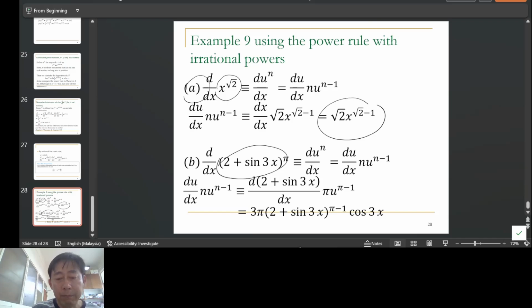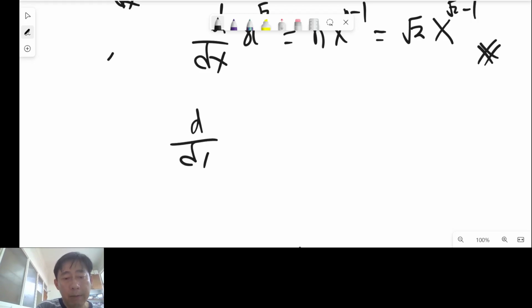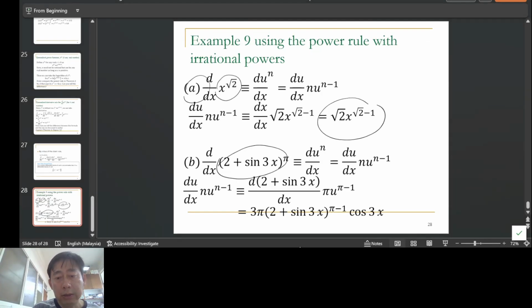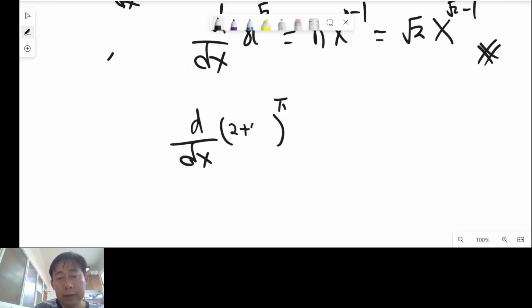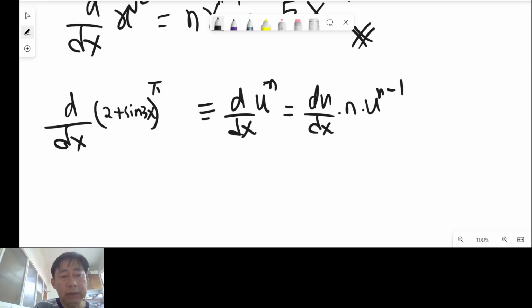The second example is the derivative of a function raised to an irrational number, which is pi, where the function is 2 plus sine 3x. So this is essentially like differentiating a function u raised to the power of n. Using the formula that we have just derived, it is du/dx times n times u^(n-1). So let us work out this function one by one.